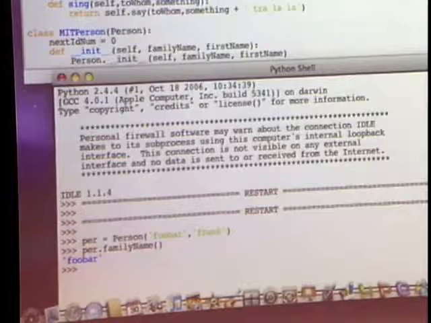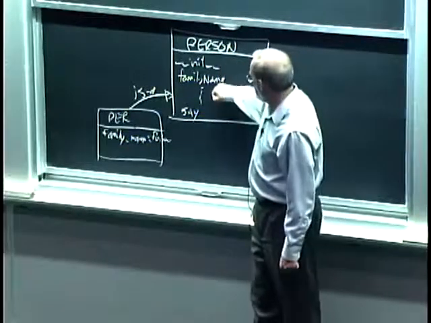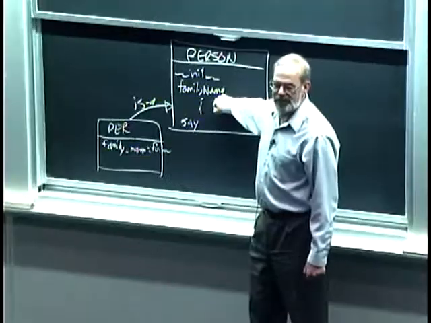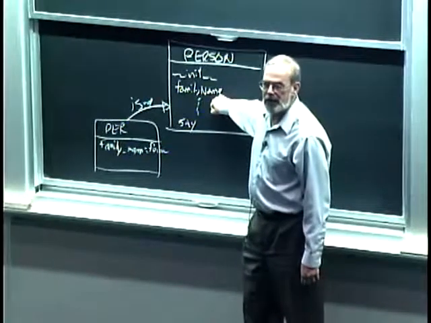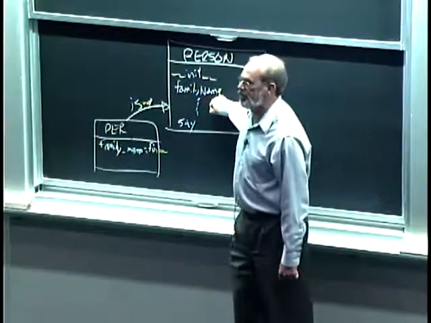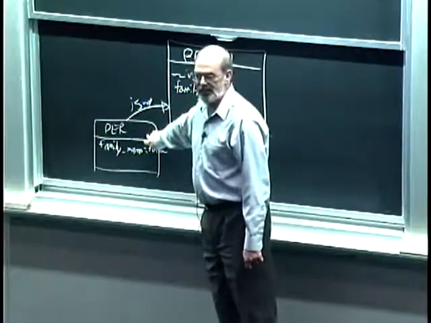Now, again, I want to stress what is happening here. PER is an instance. It's this thing here. When I say PER.family name, I'm sending it a message. In essence, what that does is it says, from here, it's going to go up the chain to this class object and find the appropriate method, which was family name. And it is then going to apply that to self, which points to this instance.